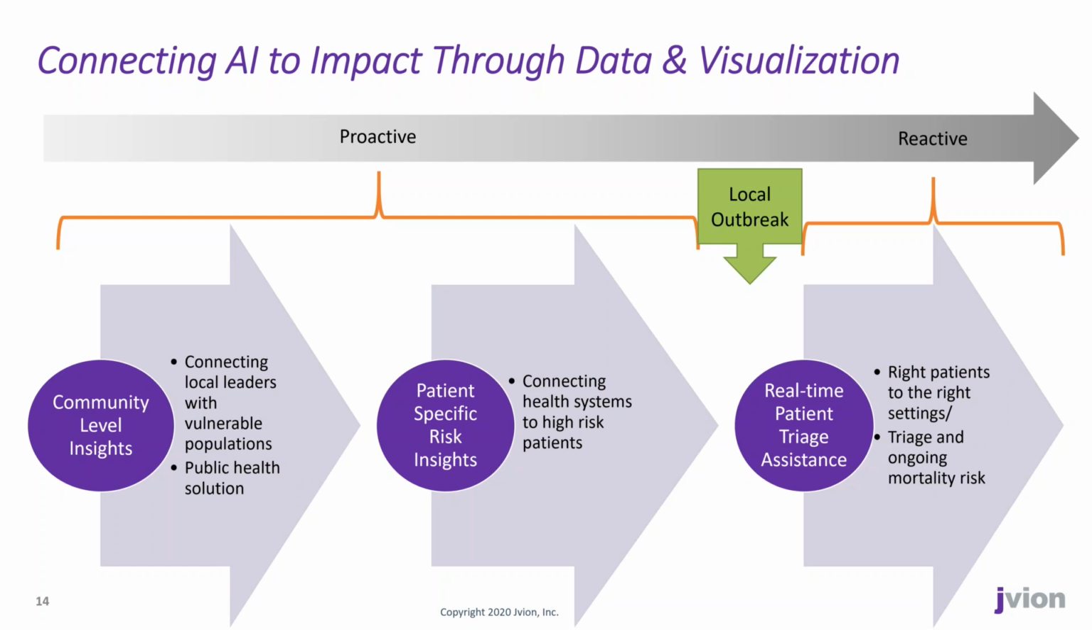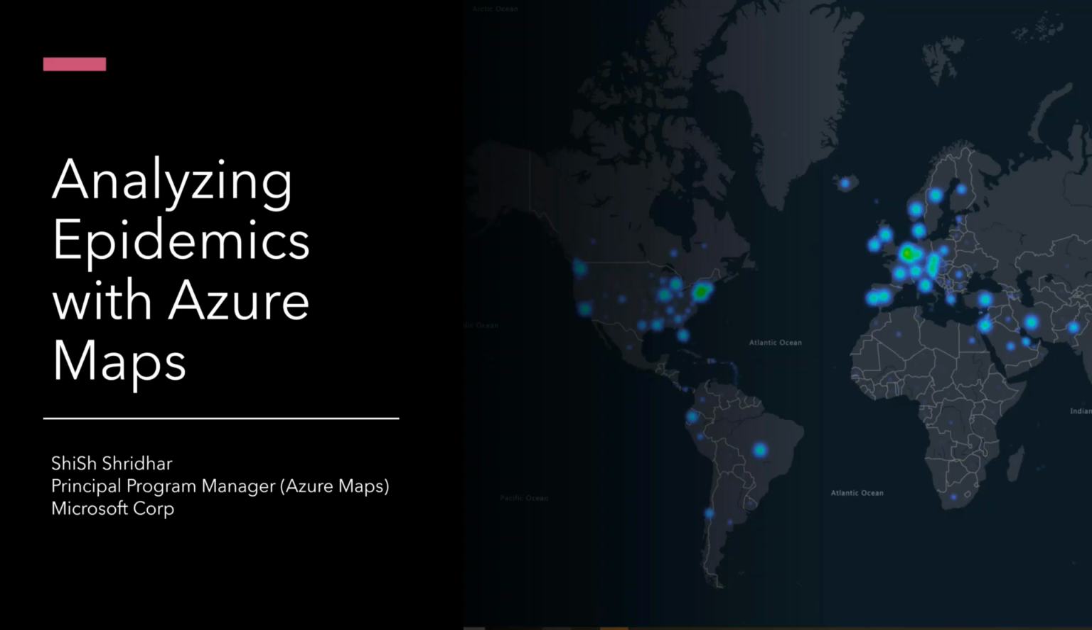The community level insights and the patient level lists are already being delivered to the public and to our clients. We're also working with our clients on real-time patient triage assistance, understanding who's going to need ventilators, understanding who's at risk for mortality in the hospital, but really want to focus on the community aspects.